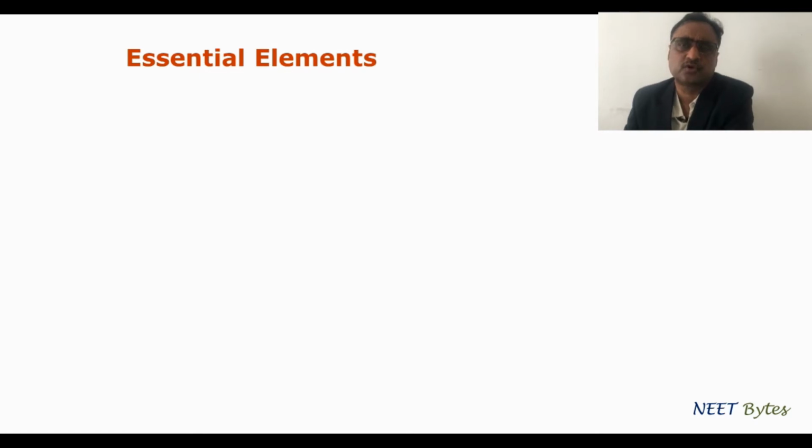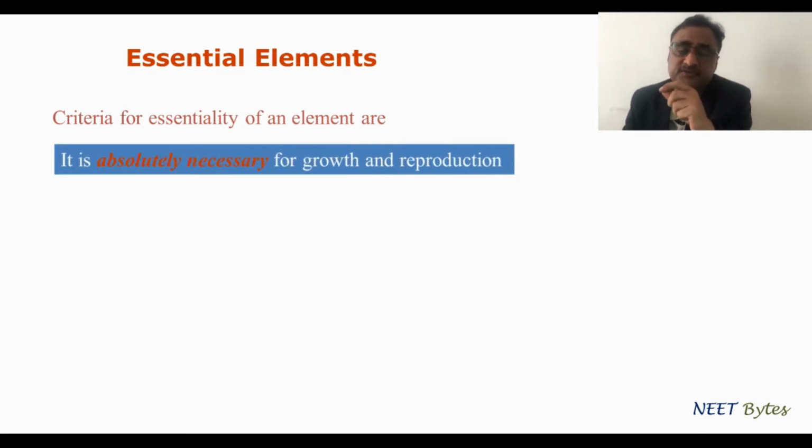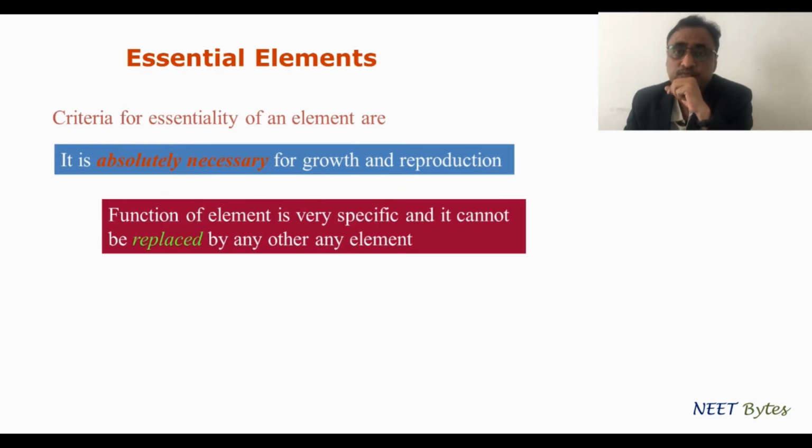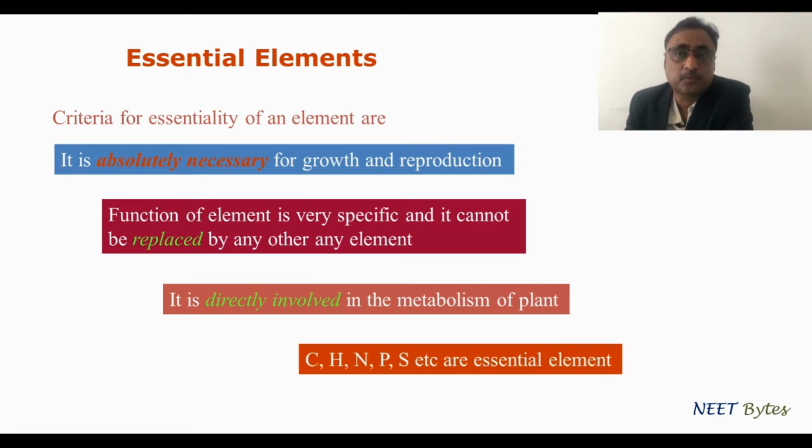First things first, let's talk about what the essential elements are. There are three criteria that decide whether any element is essential. The very first, it should be absolutely necessary for growth and reproduction. Number two, its function is very specific, and it cannot be replaced by the function of any other element. And thirdly, it is directly involved in the metabolism of the plant. So these are the three most important criteria to decide any of the essential elements.